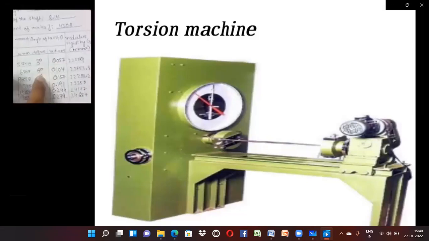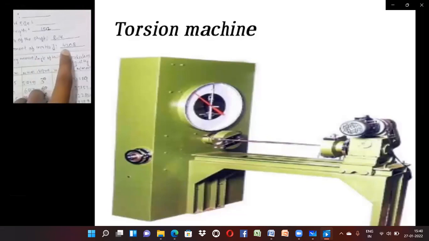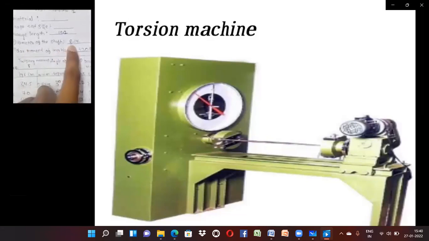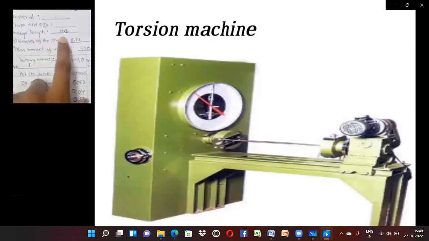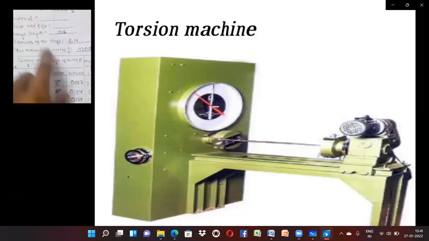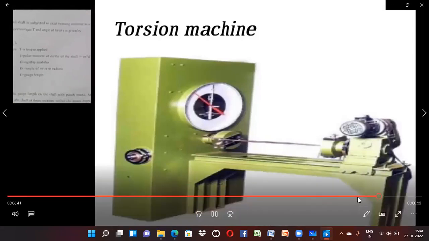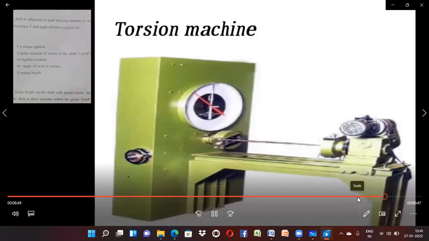From these two things, and the polar moment of inertia 430.8, the diameter of the shaft is 88.14 and the gauge length is 15.2. We put all these into the formula, that is T by J is equal to G theta by L is equal to tau by R. So finally we get the modulus of rigidity. Friends, I hope that with this video you are understanding very well.